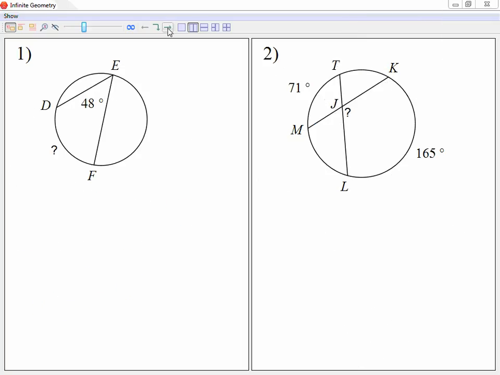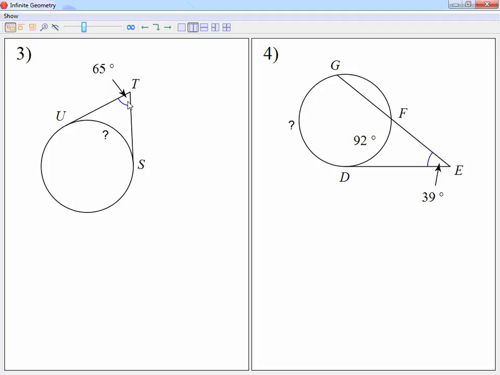Now looking at number 3, the angle is on the outside, so I need to know the two arcs. The little one is x. And the big one, because it completes the circle, is going to be 360 minus x. Once again, I need to know the measurement of the two arcs as best as I can.